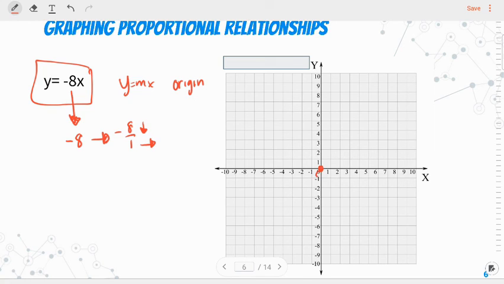So down 1, 2, 3, 4, 5, 6, 7, 8, and over 1. Now I don't have enough room on my graph to extend the line, but you can just go in reverse. So instead of extending this line further down, I can extend this line up by counting in reverse 1, 2, 3, 4, 5, 6, 7, 8, and backwards 1. There with the arrows on the ends, I have my graph.